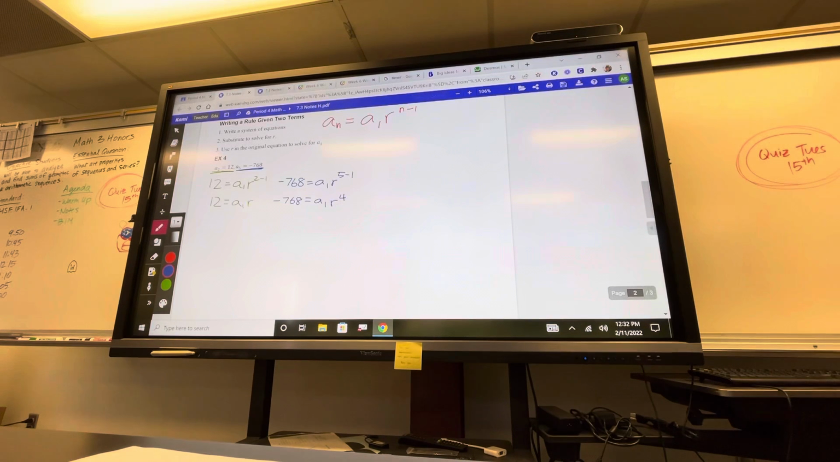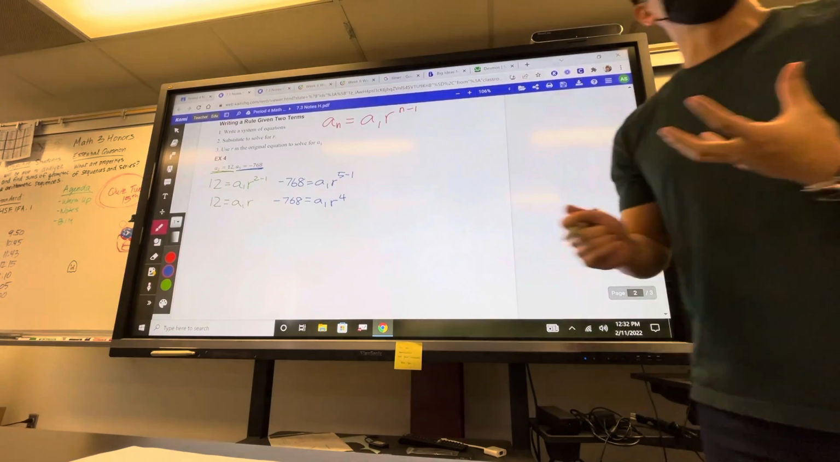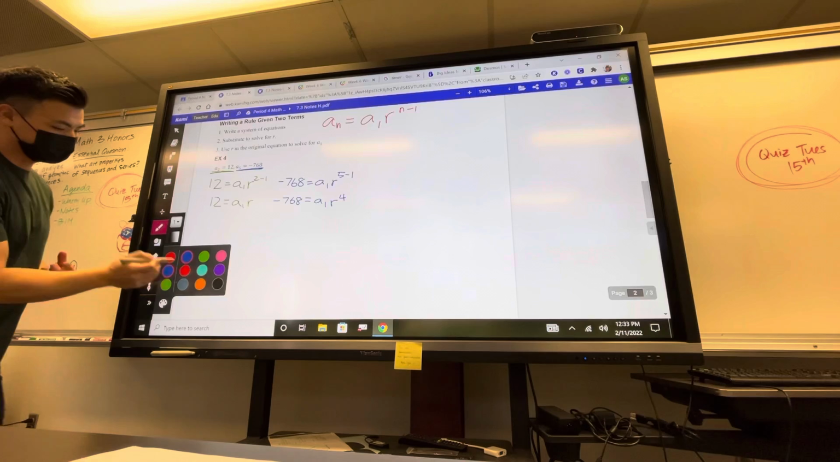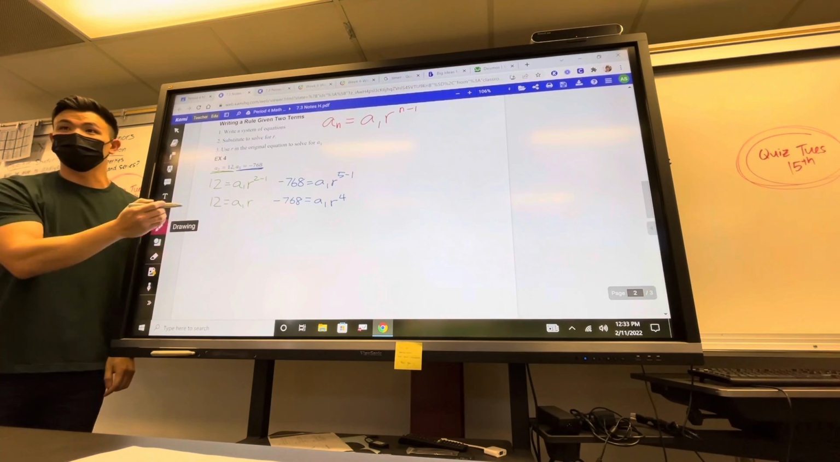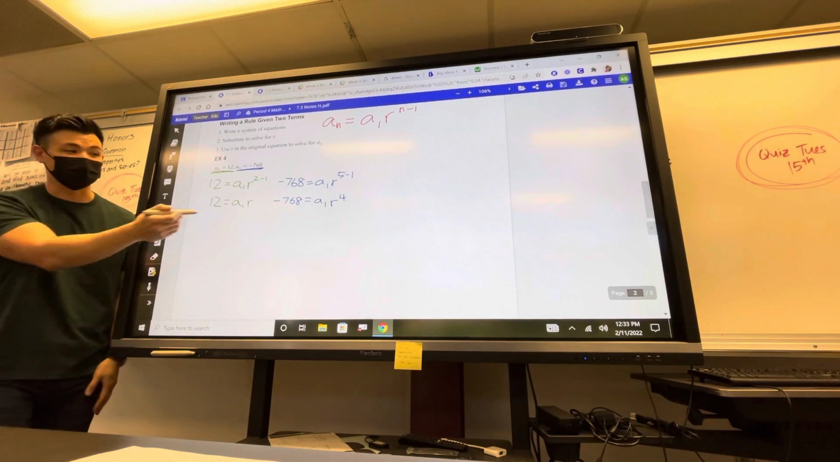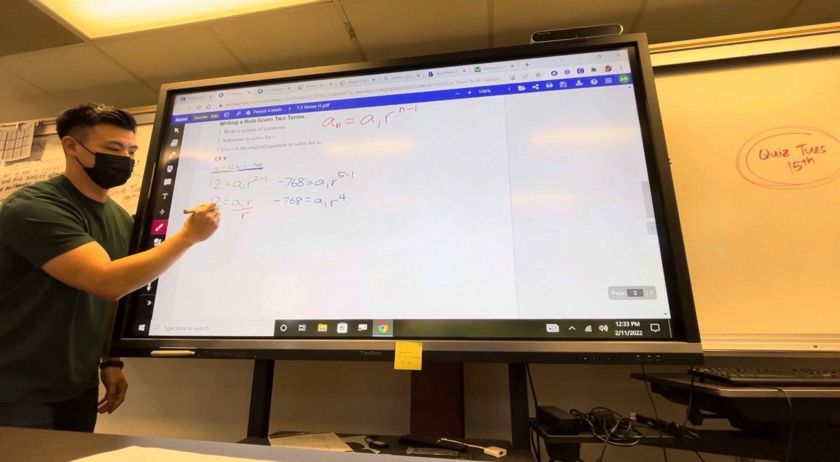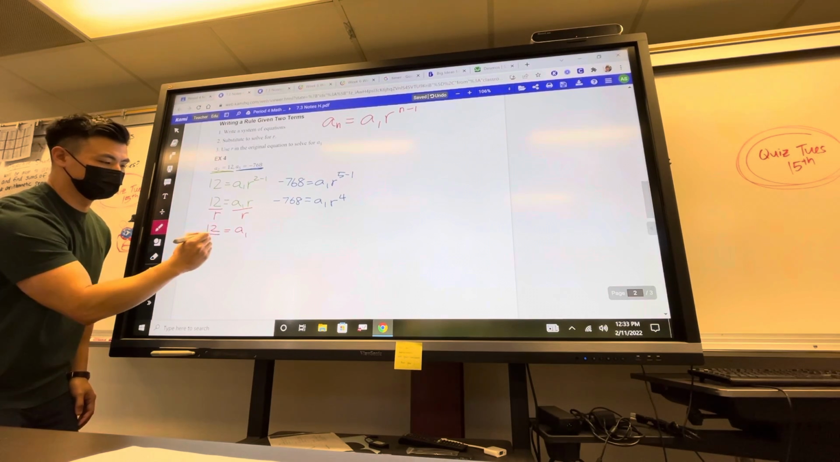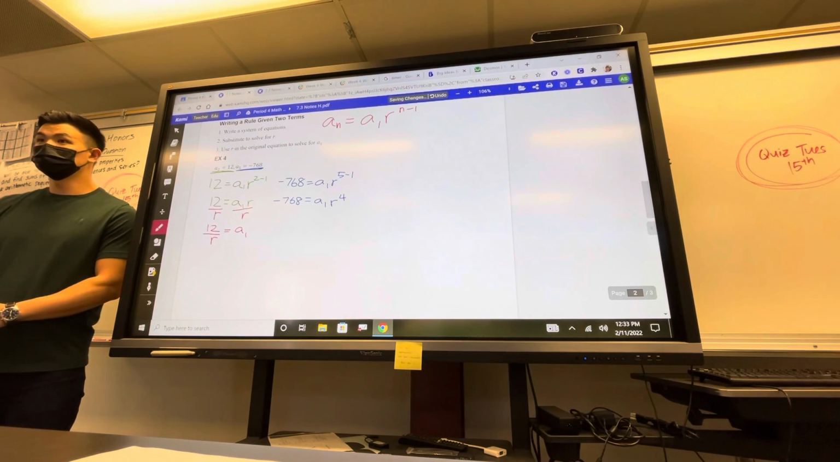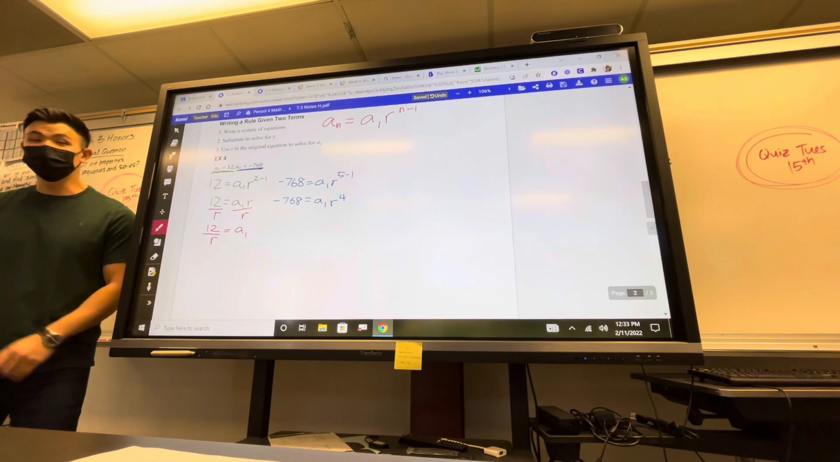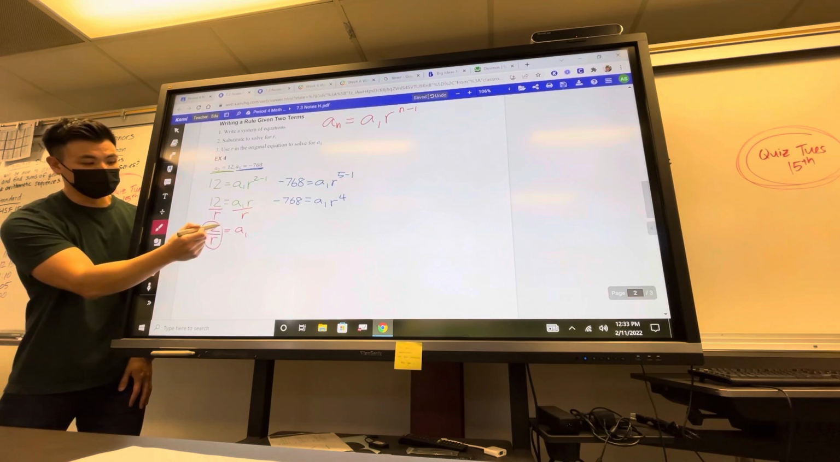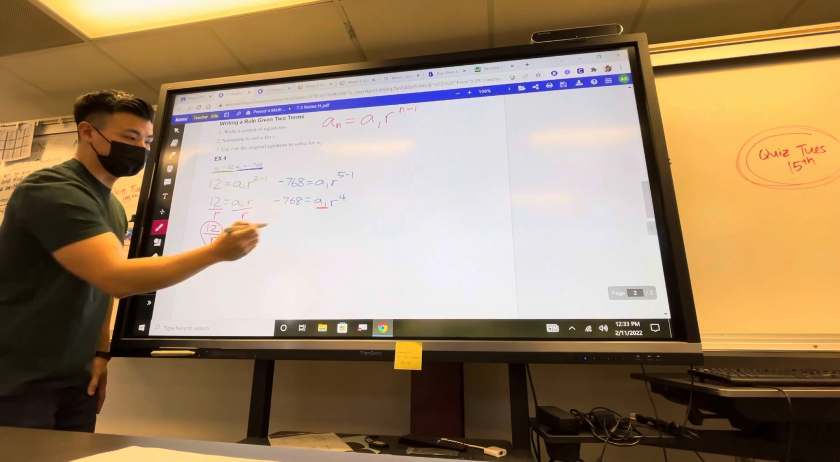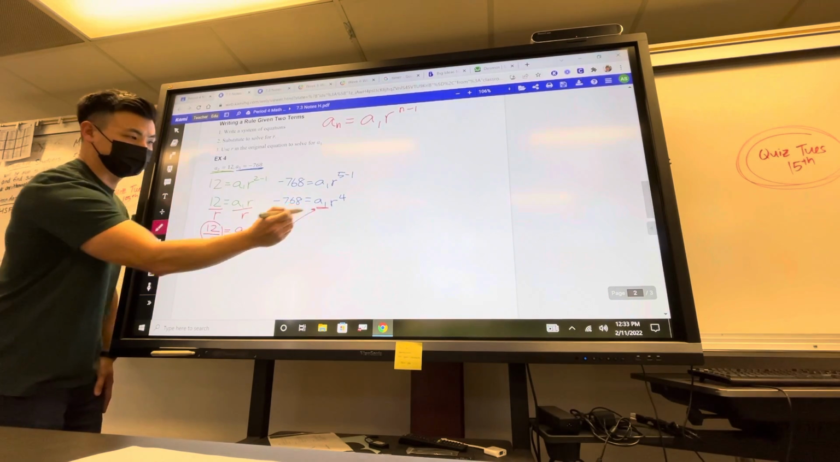So now I have these two equations. And what does step two say in my steps? Substitute to solve for r. So we're going to use substitution. You guys remember how this works? No. I'll show you how it works then. What we want to do here is solve for a variable. We're going to solve for a1. So I'm going to get a1 by itself by dividing both sides by r. So now I have a1 is equal to 12 over r. I'm going to take this value here, and I'm going to substitute it for a1 in this equation. So this is going to be plugged in right over here.